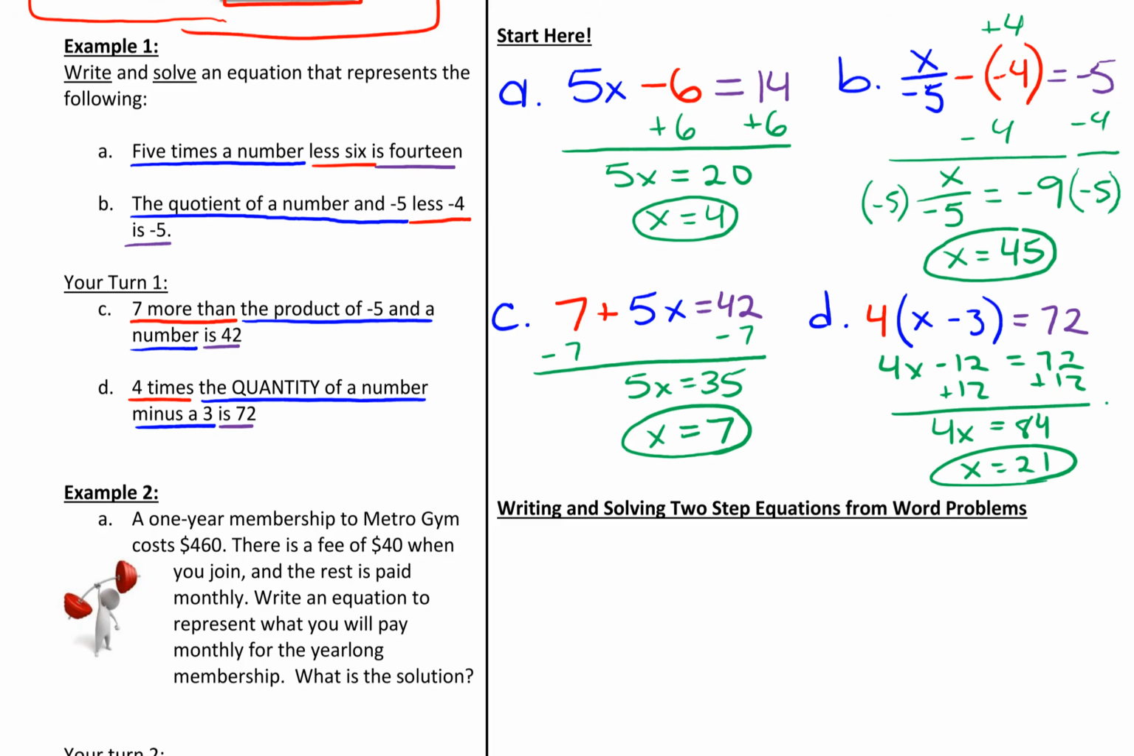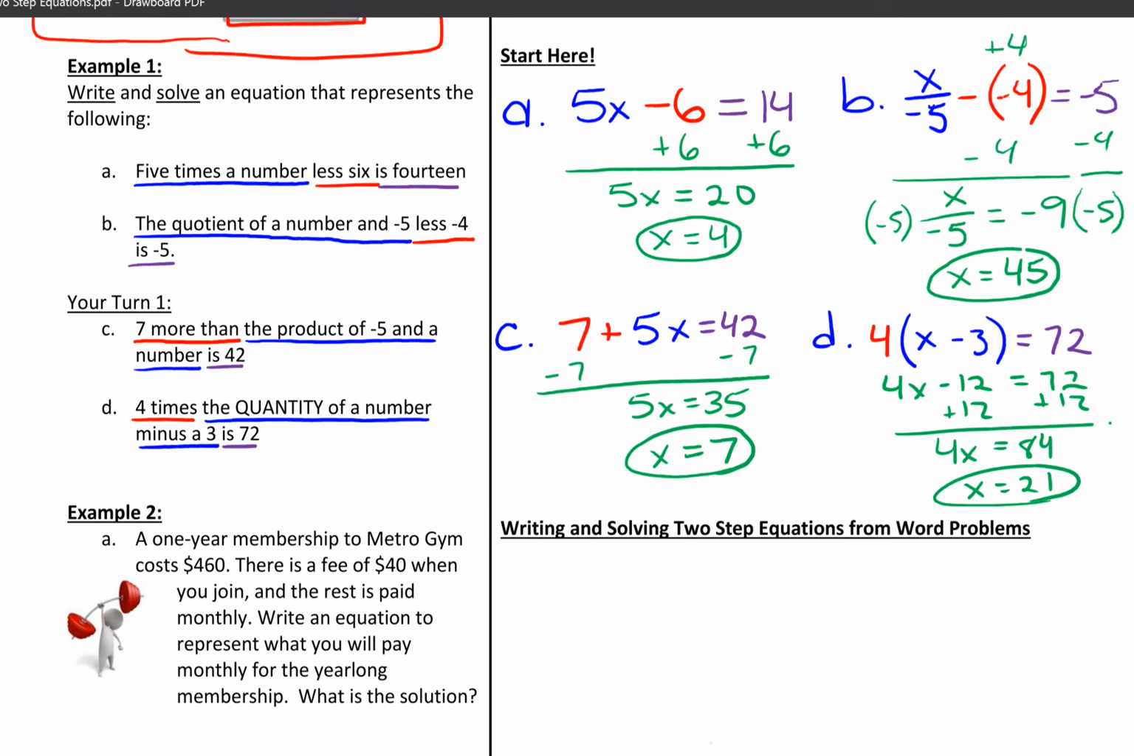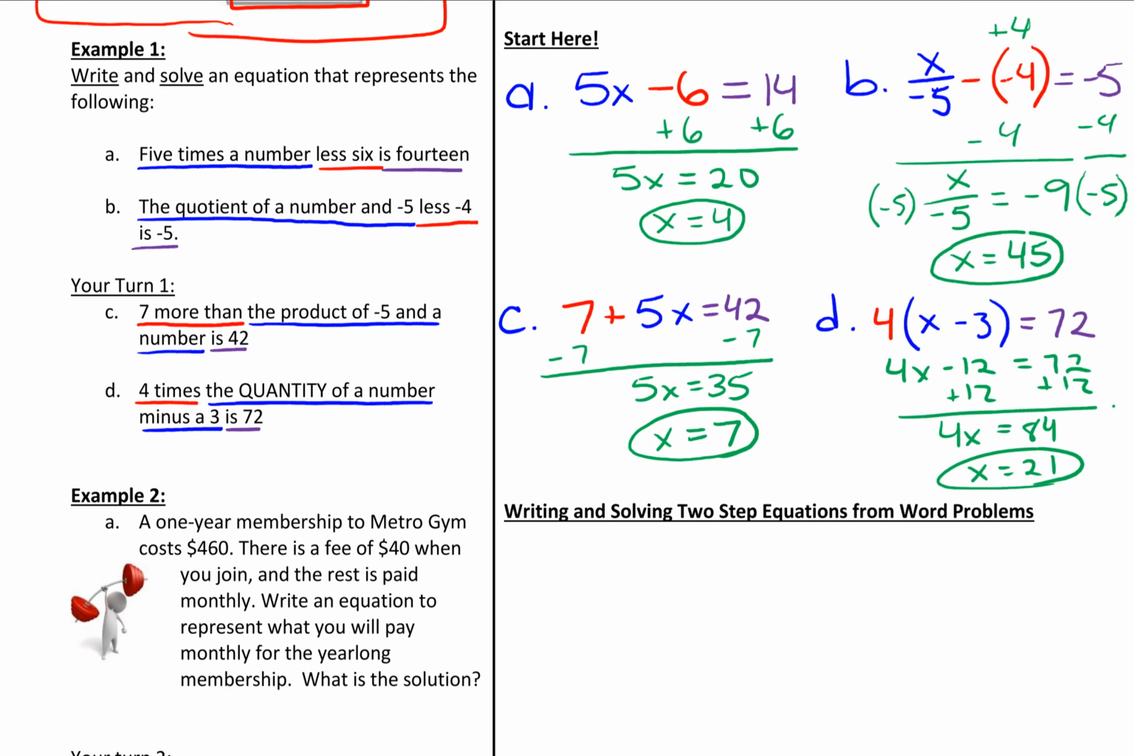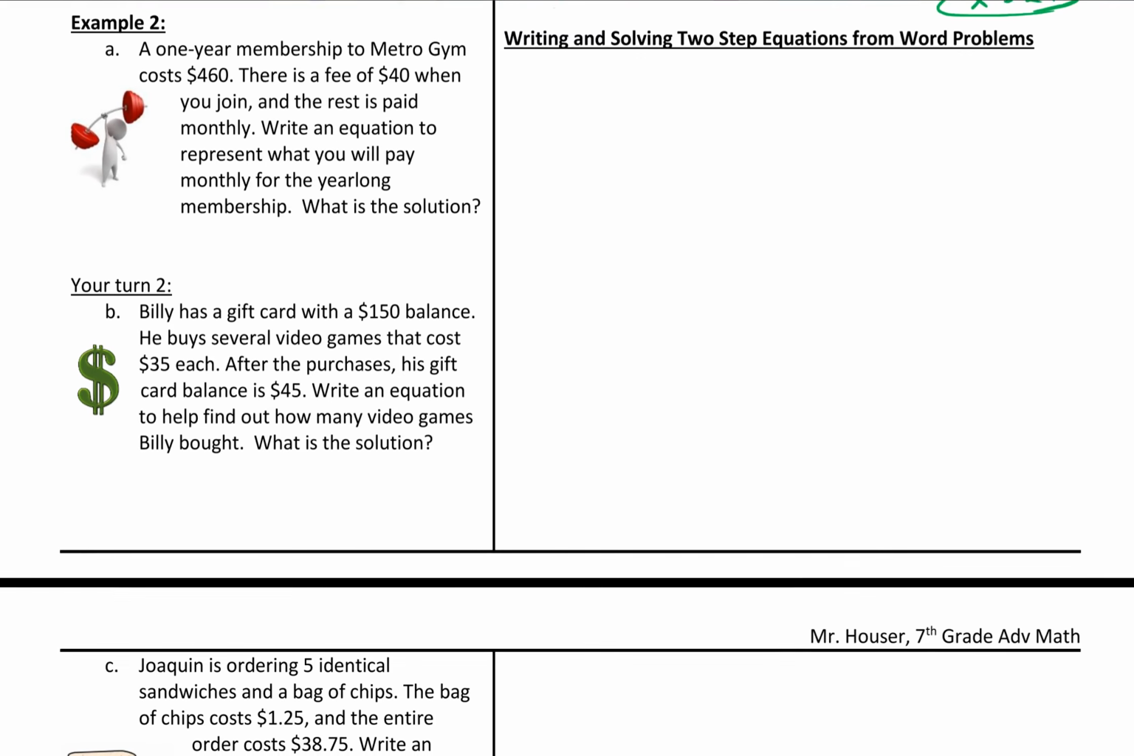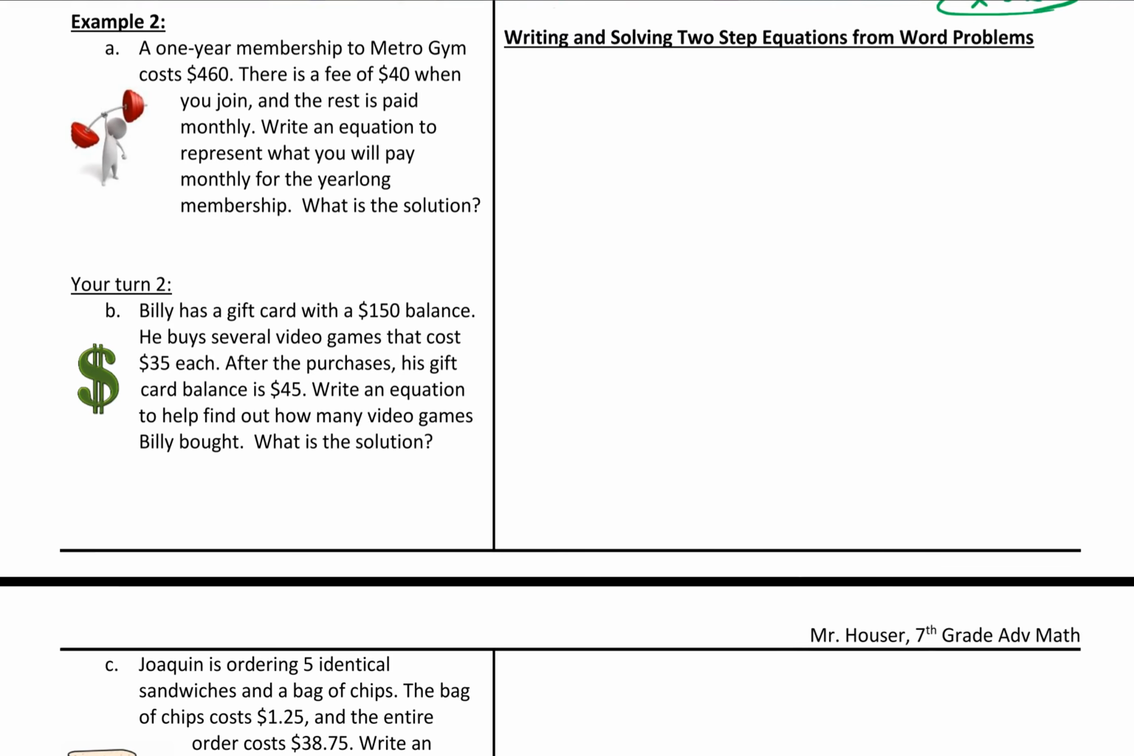Now let's look at some actual word problems here. So example 2: writing and solving two-step equations from a word problem. A 1-year membership to Metro Gym costs $460. There is a fee of $40 when you join, and the rest is paid monthly. Write an equation to represent what you will pay monthly for the year-long membership, and what is the solution to this equation? So a few things we want to keep in mind here.